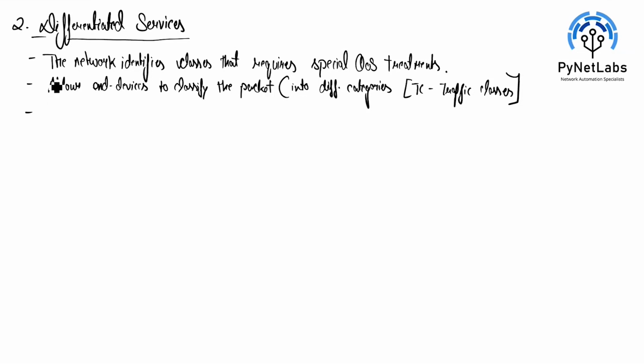Then we have something designed to address the limitations of the IntServ model, but there is no need to maintain RSVP flow state here, which makes it highly scalable. So we can add this point: no RSVP flow state to maintain on every single node.